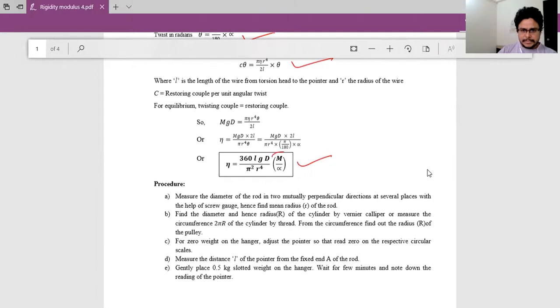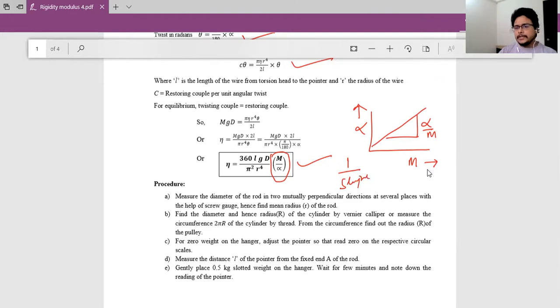From the experiment, you are basically going to find this m by alpha. You have the load, you applied weighted slots in the pans, and accordingly you got the mean value of alpha, that angle of twist, and then you plotted it and find the gradient, which will give you alpha by m. You need m by alpha, so you need one over the gradient or the slope, and then substitute this value and write what is the eta value for different substances.